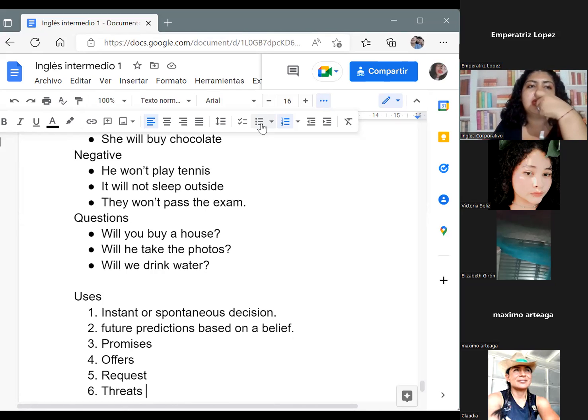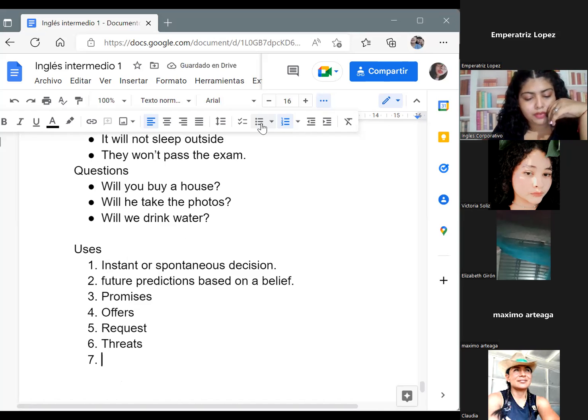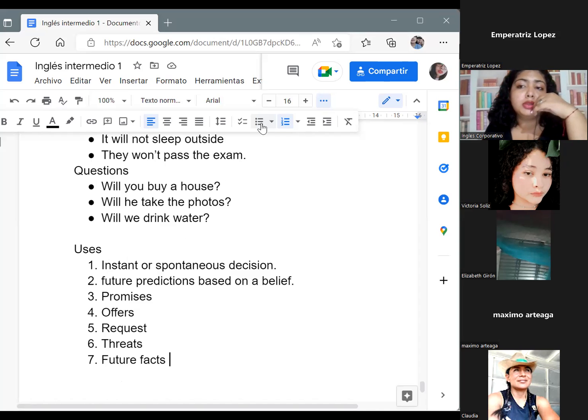Son esas pequeñas amenazas, ¿verdad? Que se hacen sin dañar a nadie, sino que simplemente es para hacer que alguien se detenga de hacer alguna acción que no está bien. So in that case, we are talking about that kind of sentences. Then we have future facts. And we have an example, I will be back later tonight. So that's something that is going to happen because we need to work or we are going to a party or something like that. So future facts.